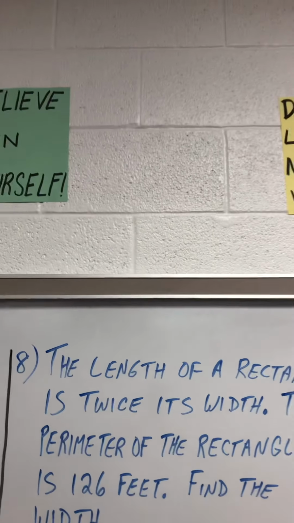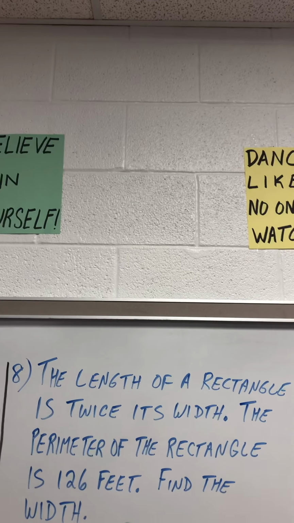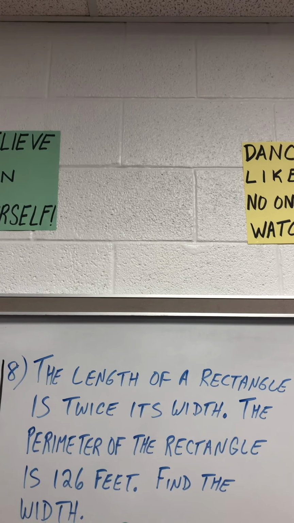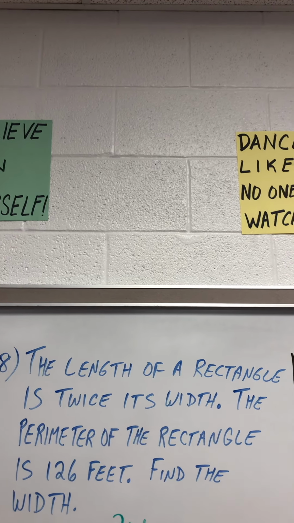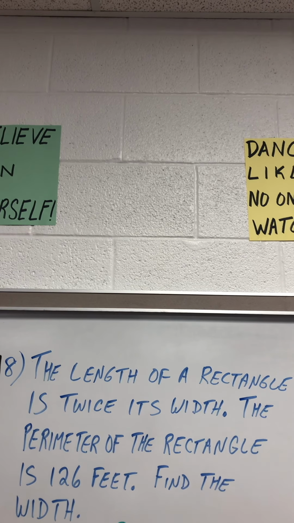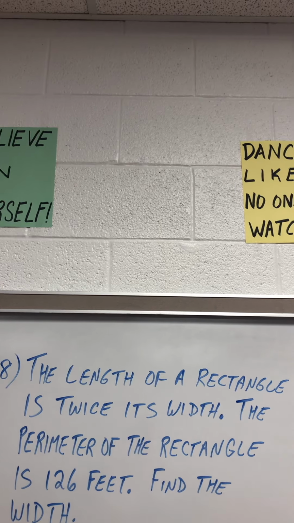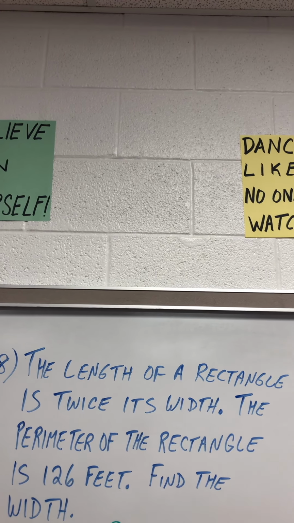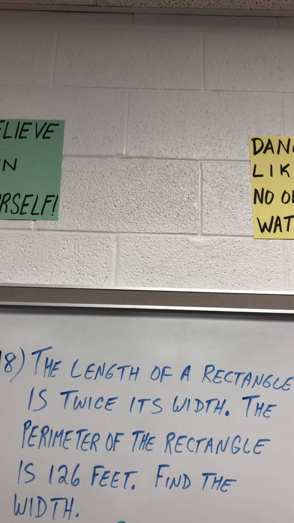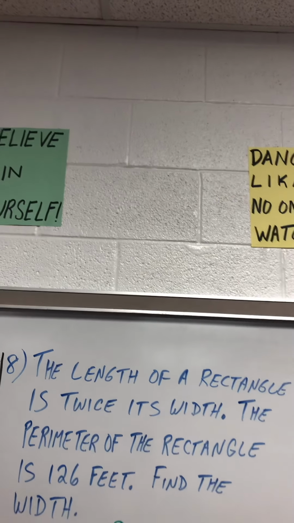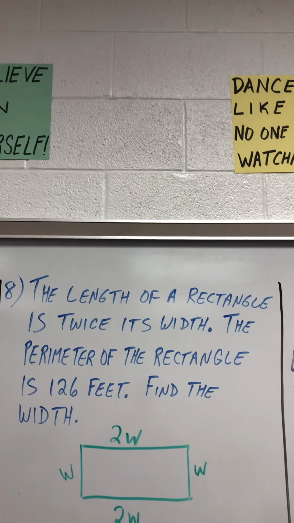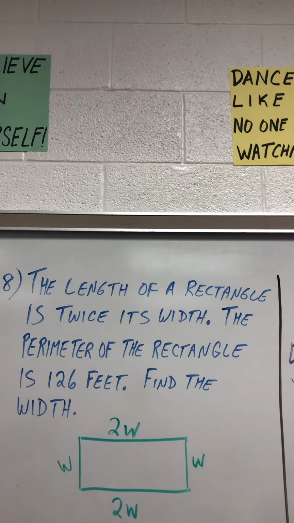The length of a rectangle is twice its width. When I get a problem like this, I need to draw a rectangle. I'm going to use W for width, but I'm not going to use L for length because I just want to use one letter to get an equation. So if the length is twice the width, doesn't it make sense that the length is 2W if the width is W?